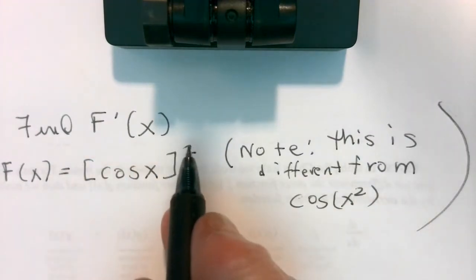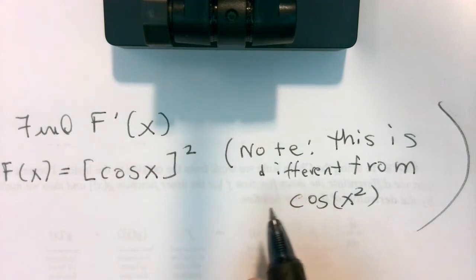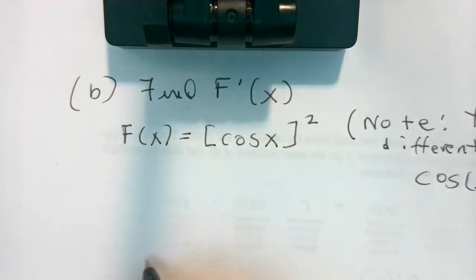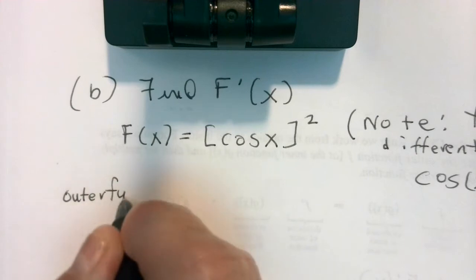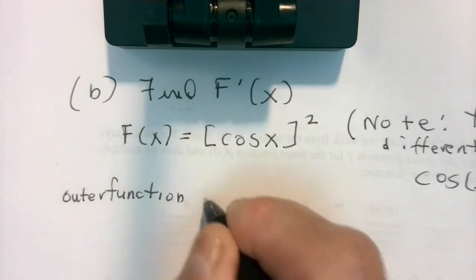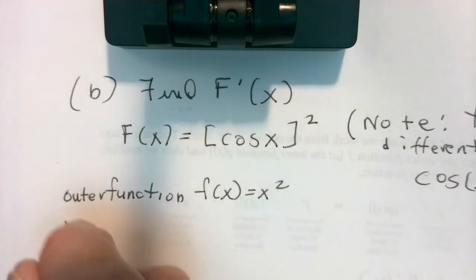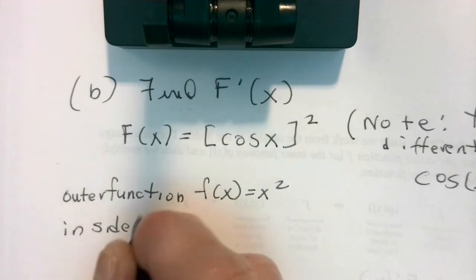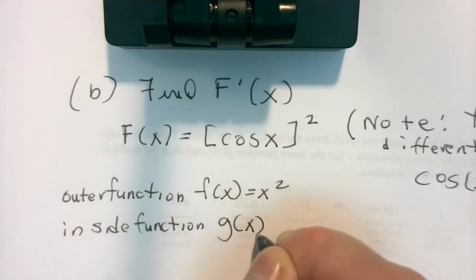In this case, the squaring is the outside function and cosine is the inside function. In this example, it's the other way around. Cosine is the outside and x squared is the inside. So you can see, there's different answers. So you can see that it does matter which is the inside and which is the outside. So my outer function is f of x equal x squared, little f of x. And my inside function or inner function, however you want to say it, my little g of x is equal to cosine x.